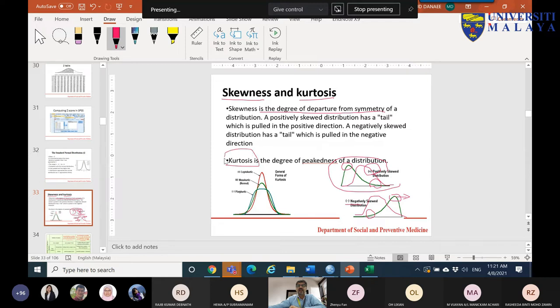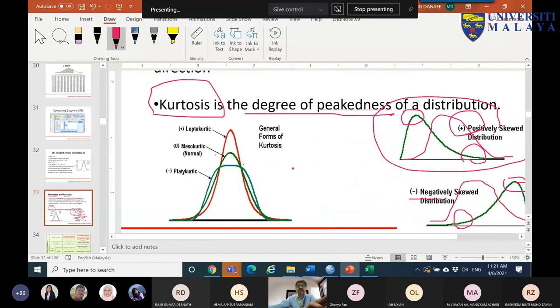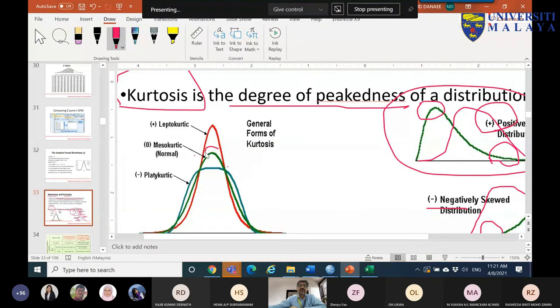Another measure of deviation from the normal shape is the degree of peakedness. If you look at this graph, the normal curve has a very smooth peak, not too sharp and not too flat. If it's too sharp, we call it leptokurtic. When it's flat, with less peak, we call it platykurtic. This is mesokurtic or normal, correct? So if the kurtosis is positive, it means it is very sharp, leptokurtic. When it's negative, it means platykurtic.